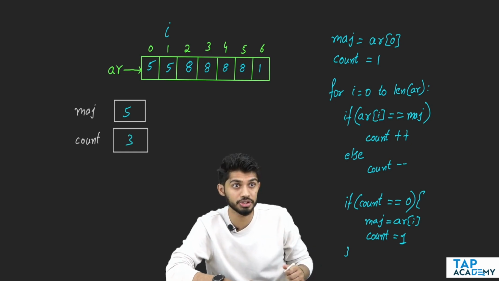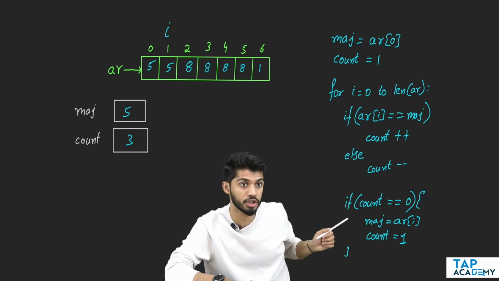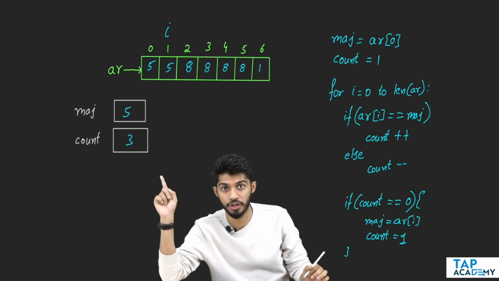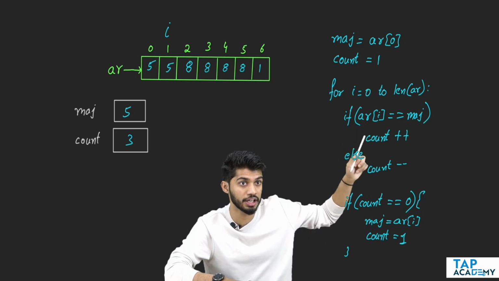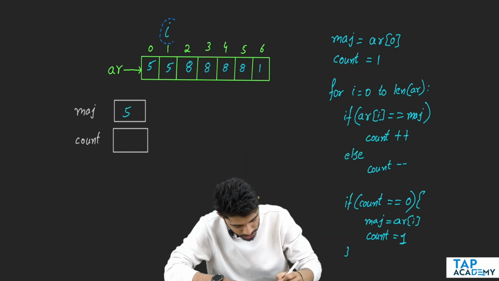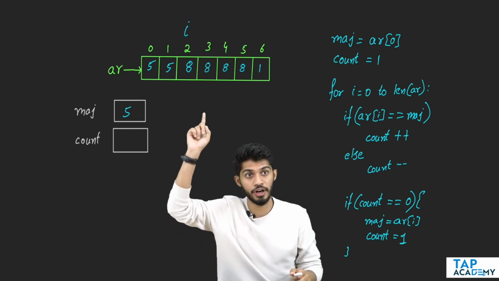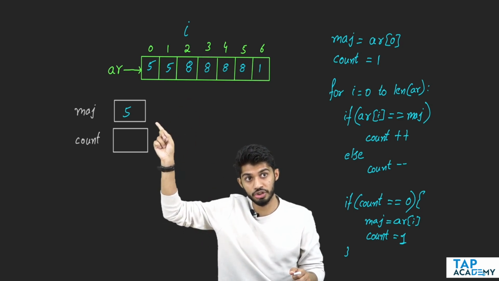Next, it won't execute the else part, it will execute the if block. If count is equal to 0? If you check, the value of count is 3 over here. So the condition fails. Again the loop executes. Before that, the value of I should move to 2. It's checking: is AR of I, which is 8, equal to the majority?